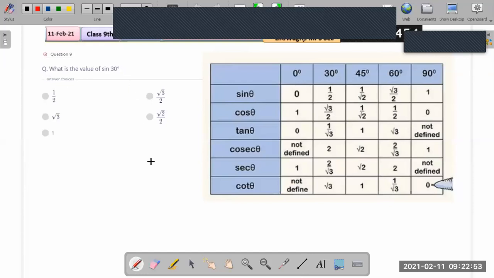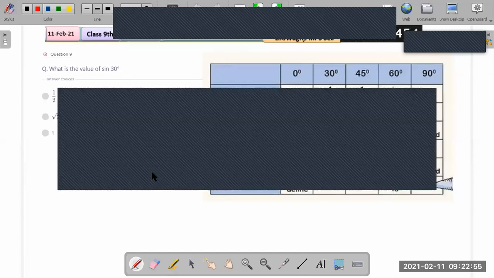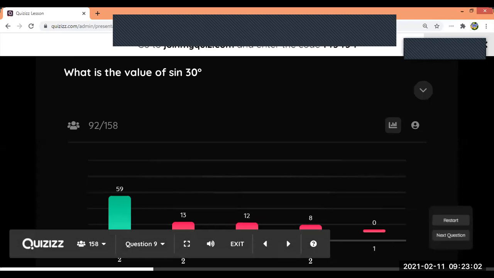What is the value of sine 30? Is this the next question? Let me just confirm. Okay, on this one, 59 of you have already answered it right. And now let us look at the next question.